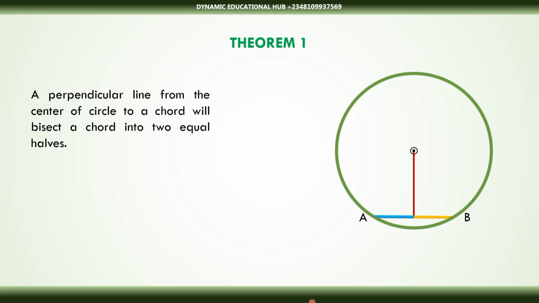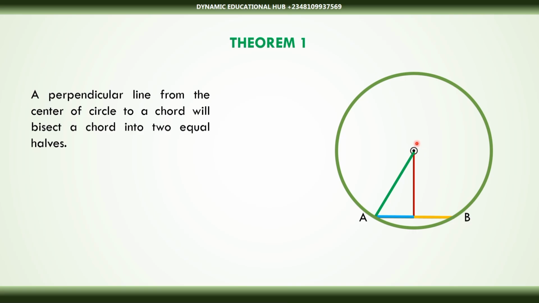So if this chord is 10 centimeters initially, the line from the center is going to divide it into two equal parts. This blue line will be 5 centimeters, and this yellow line will also be 5 centimeters. Now you can draw a straight line from the center to join the two ends of the chord together.